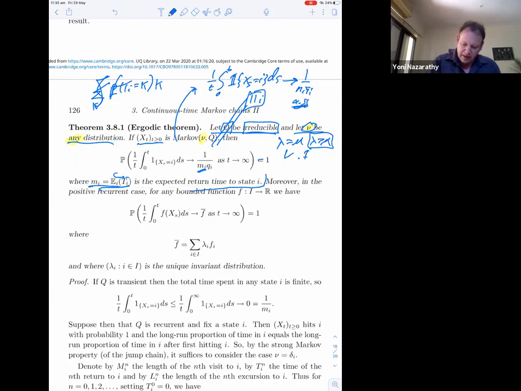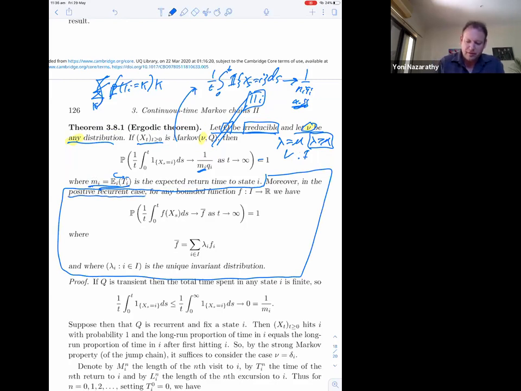Now we're getting to the second case, and let's read this. Moreover, in the positive recurrent case, for any bounded function f from the state space to the reals. So you need a function that takes anything in the state space and gives you a real value, and f of x is less than kappa, where kappa is less than infinity, for all x in the state space. That's what we mean by a bounded function.